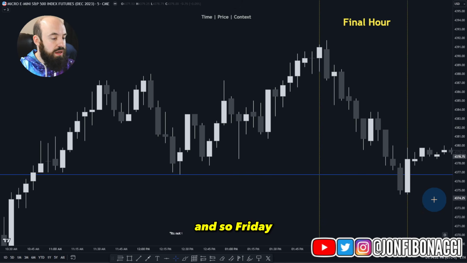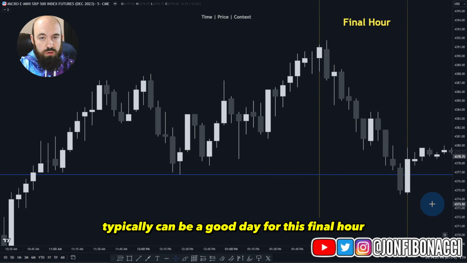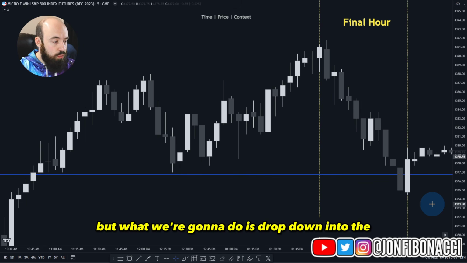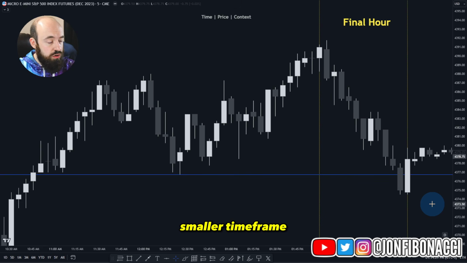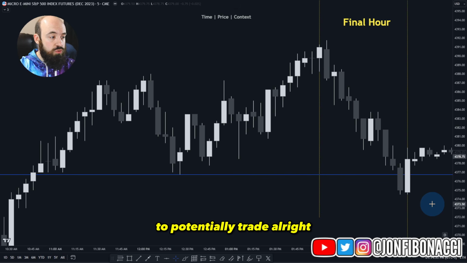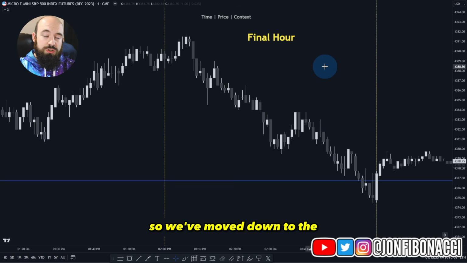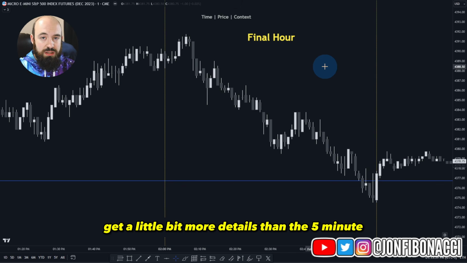And so Friday typically can be a good day for this final hour. But what we're going to do is drop down into the smaller time frames so we can get some context as to what was available to potentially trade. All right, so we've moved down to the 1 minute time frame so we can get a little bit more details than the 5 minute.